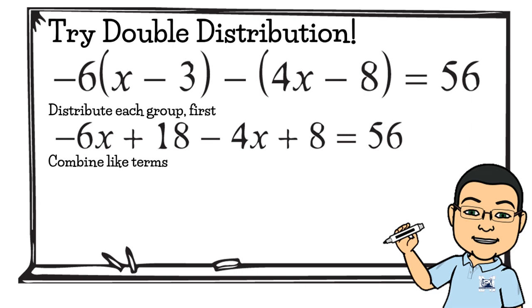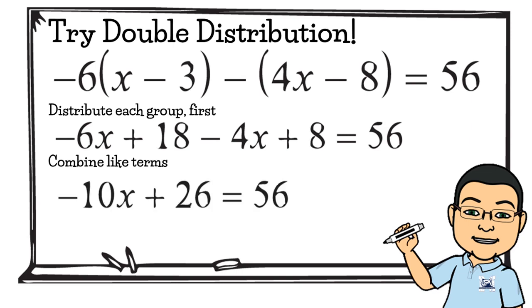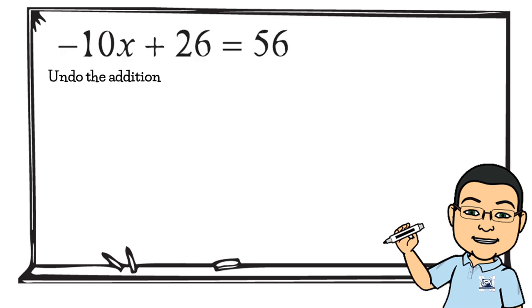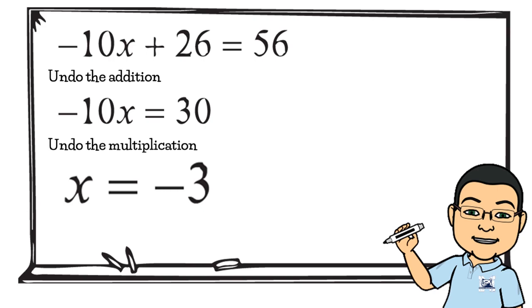Go through and combine your like terms, and the result, negative 10x plus 26, being equal to 56, is a two-step solve. We can undo the addition by subtracting 26 from both sides, and we can undo the multiplication by dividing both sides by negative 10. The result, of course, then, is that x is negative 3.